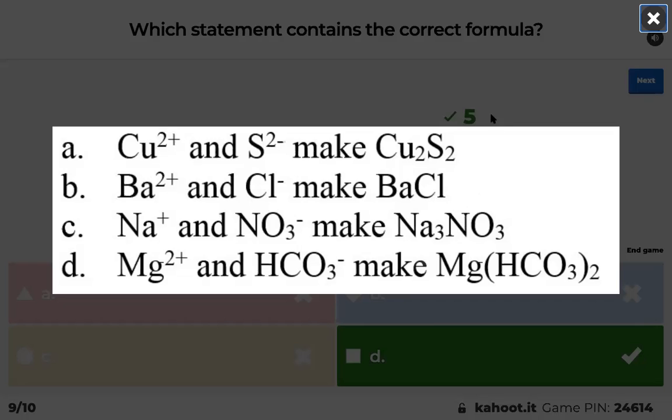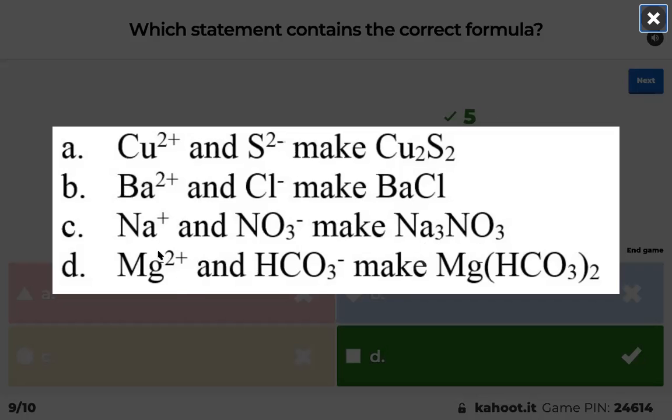And then what's wrong with C? Na shouldn't have a subscript of 3. Yeah, so if you look at the charges, this is a +1 and this is a -1, so it should just be NaNO3. The Na does not need that 3 subscript behind it.